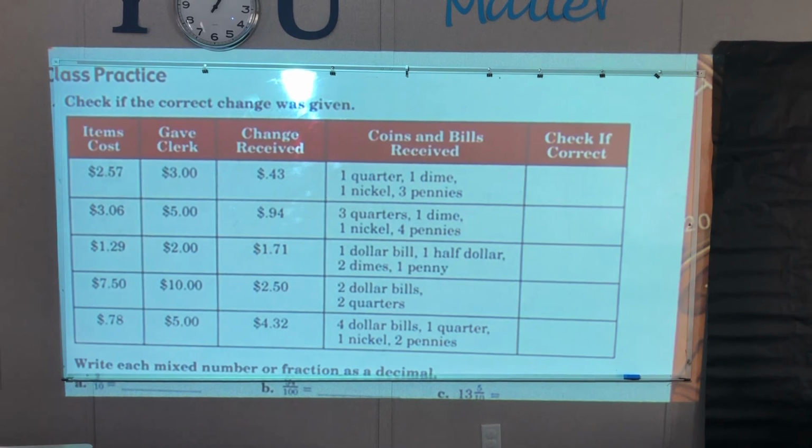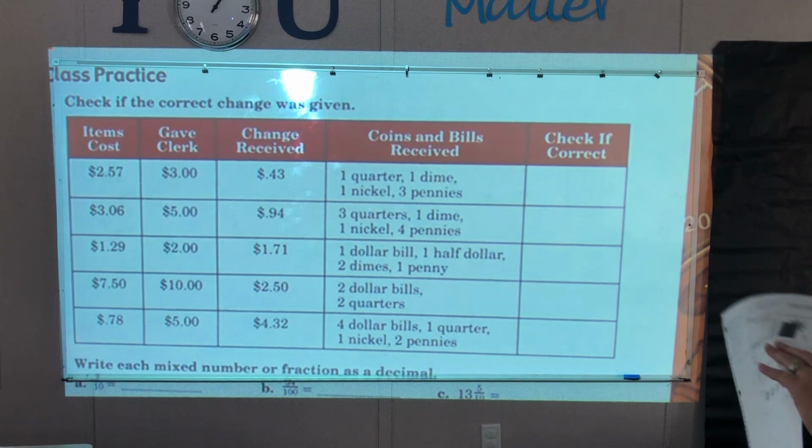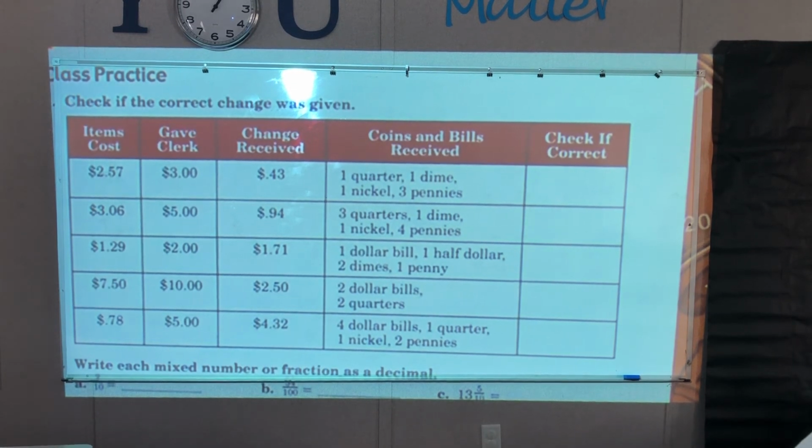The way to check that is to go backwards, starting from the smallest denomination, which is 3 pennies, all the way to the quarters, and see if you get to $3. So here's what it would look like. $2.57 and 3 pennies would make it $2.60. Add a nickel would make it $2.65. Add a dime would make it $2.75. Add a quarter would make it $3. So you can check that box. They gave you the right amount of change.